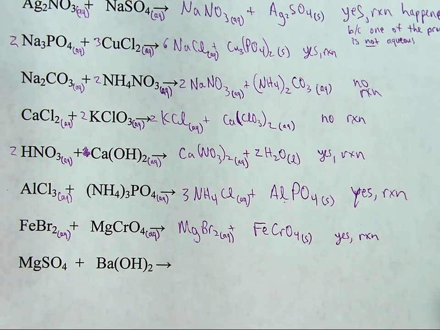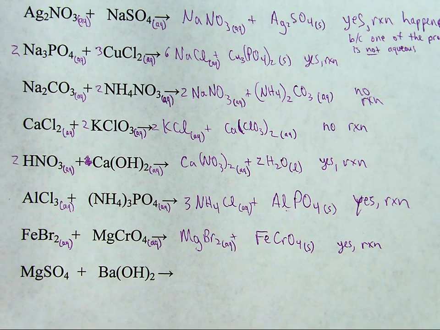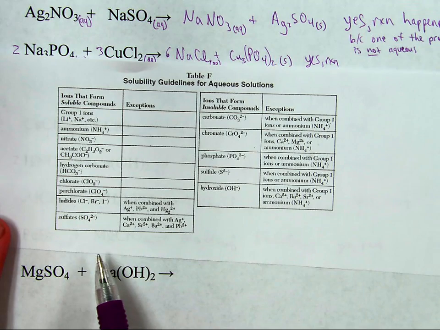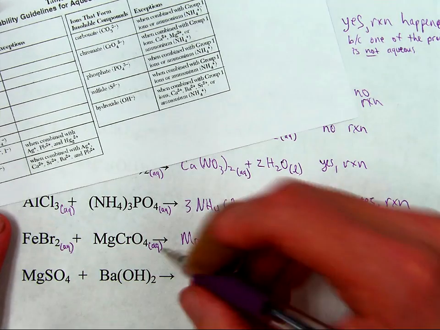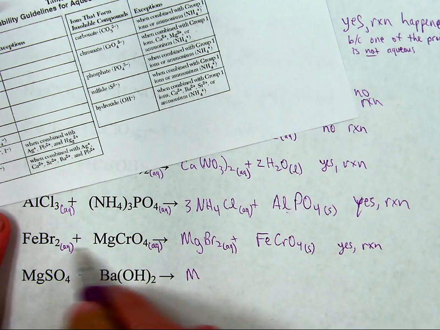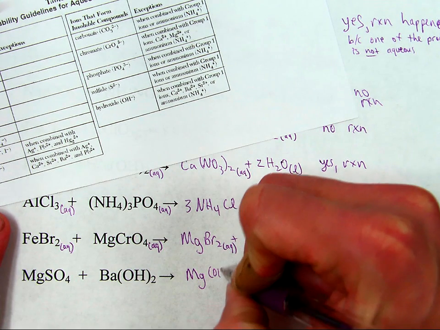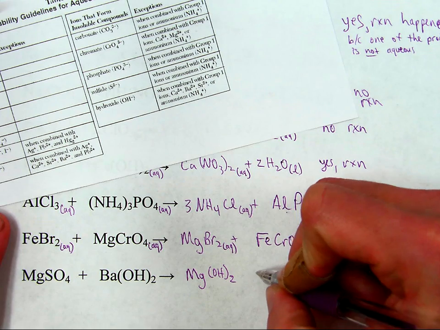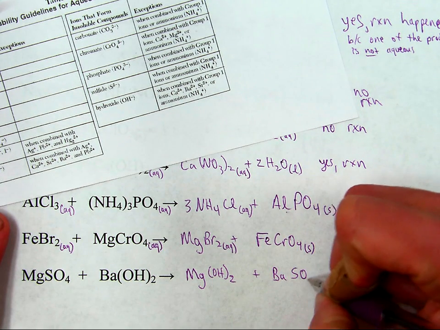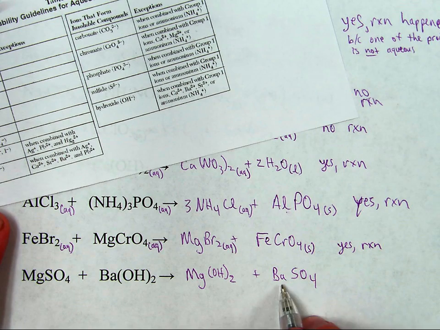Okay, magnesium sulfate, barium hydroxide. For magnesium sulfate and barium hydroxide, once again we go to the chart. Actually, let's figure these out first. Magnesium is going to come over here and join hydroxide, so MgOH2, plus barium is going to join sulfate. So barium sulfate. Sulfate's a 2 minus, barium's a 2 plus, stays as it is. But anyway, let's consult the chart for sulfates first.